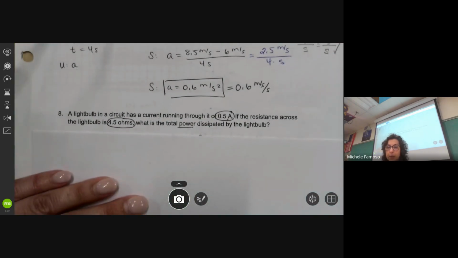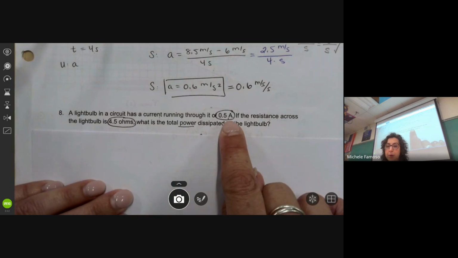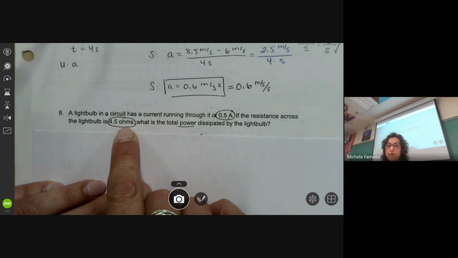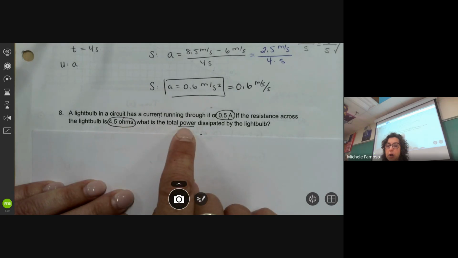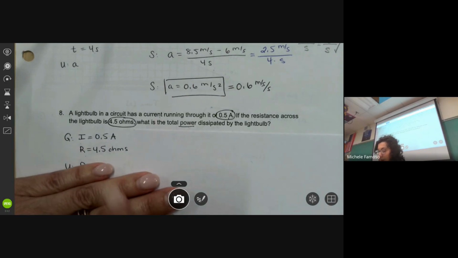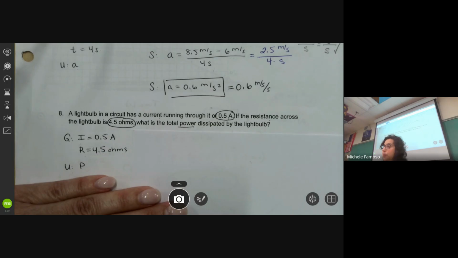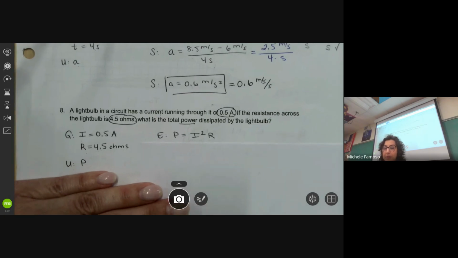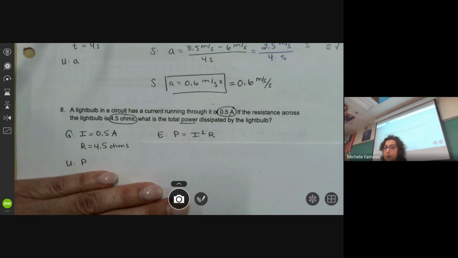Number 8, we should have circled 0.5 capital A, 4.5 ohms. I'm looking for underlining the word power. This comes from the electricity page of your reference table. You should have identified the letter capital I as 0.5 capital A, and capital R is 4.5 ohms. You're looking for capital P. That's your unknown.